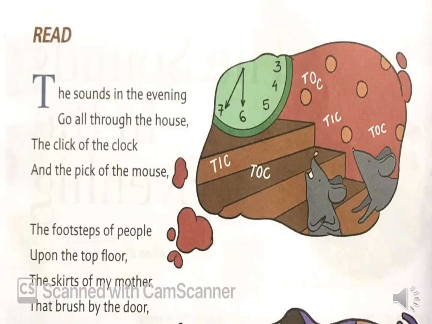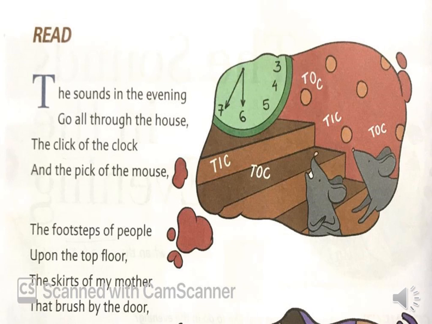The sounds in the evening go all through the house, the click of the clock and the pick of the mouse. We hear so many sounds in the evening that go all through the house. What are the different sounds? Let's see. The click of the clock and the pick of the mouse. I'm sure most of you must have heard this. Well, the word mouse is a noun here. What is the plural of mouse? Well, it's mice.